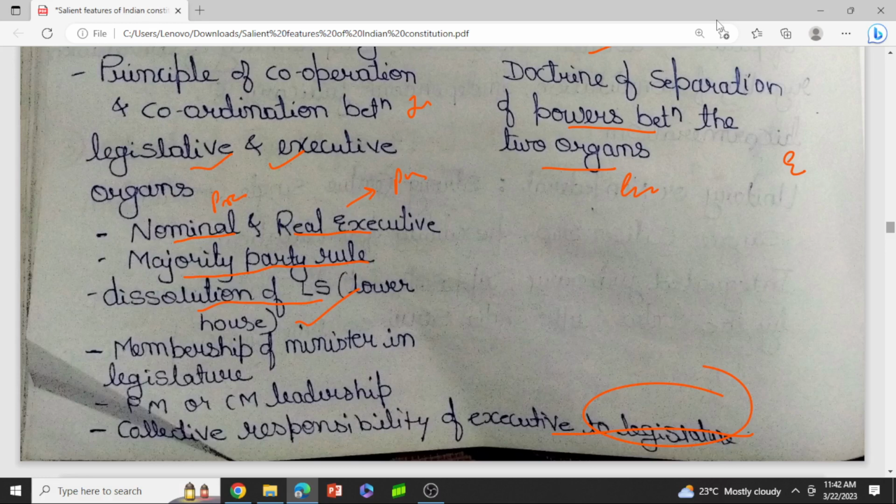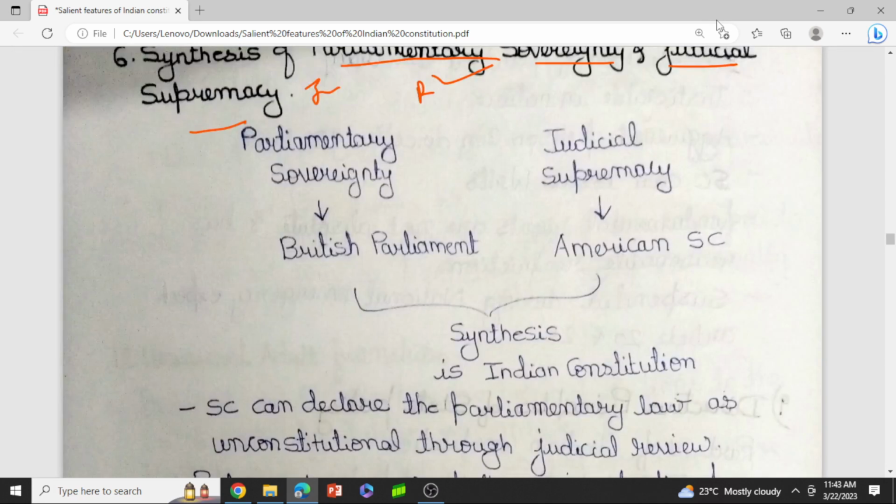Synthesis of parliamentary sovereignty and judicial supremacy. Parliamentary sovereignty means Parliament is sovereign, and judicial supremacy means the judiciary is supreme. In our system, the Supreme Court and High Court are supreme. And India is a synthesis of these two. Parliamentary sovereignty is of the British Parliament, judicial supremacy is American. The synthesis is the Indian Constitution.